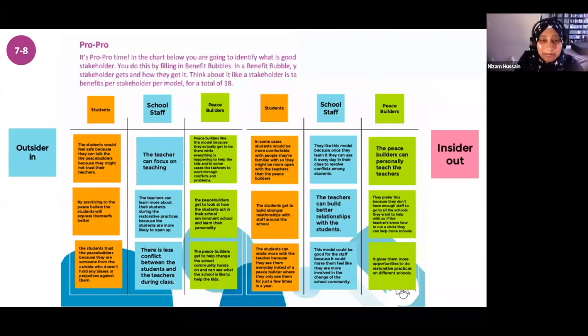Okay, so when I look at this pro model, what I notice in the benefit bubbles is that the students have not identified the actual benefit. For example, under the Outsider In model for school staff, it says the teacher can focus on teaching. So what I'm seeing is they haven't separated the actual benefit from what drives that benefit for that particular stakeholder.